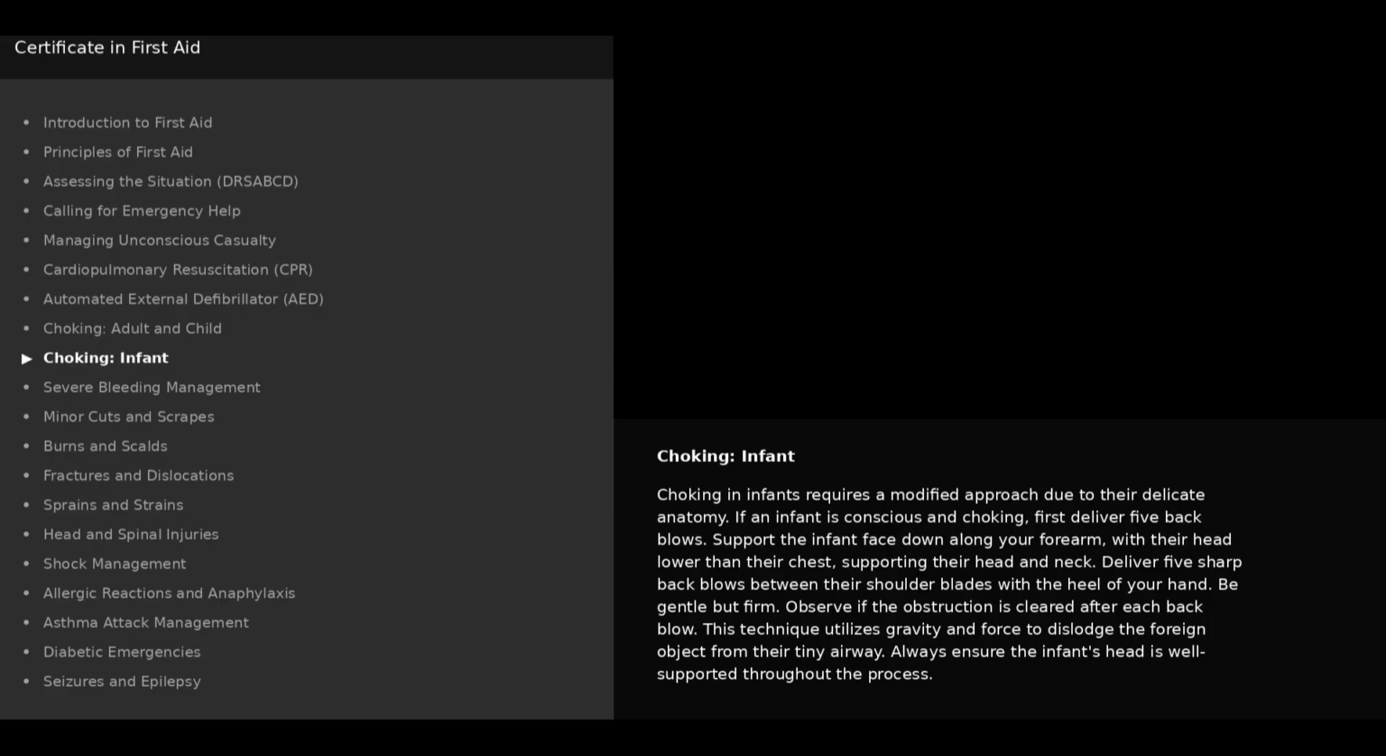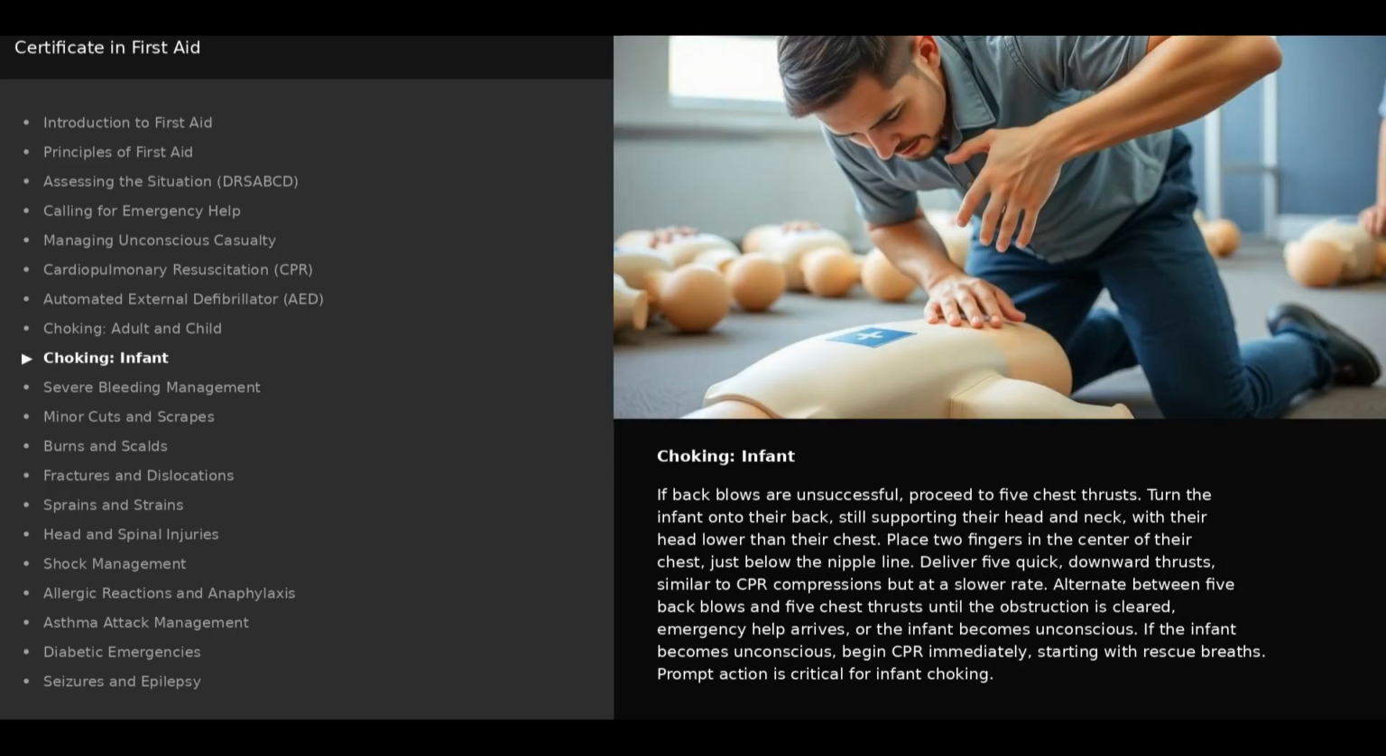Be gentle, but firm. Observe if the obstruction is cleared after each back blow. This technique utilizes gravity and force to dislodge the foreign object from their tiny airway. Always ensure the infant's head is well supported throughout the process. If back blows are unsuccessful, proceed to 5 chest thrusts.